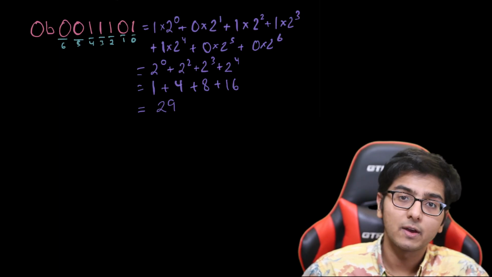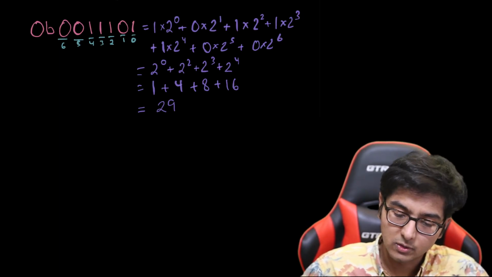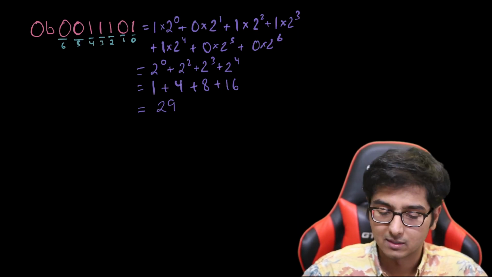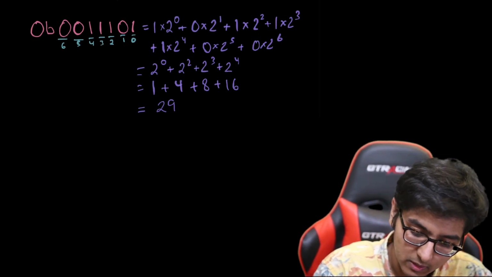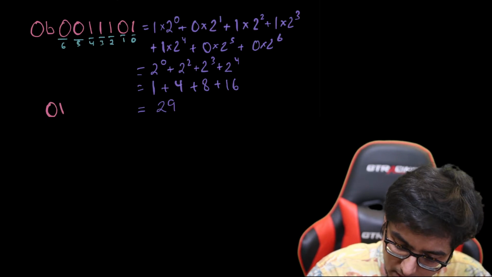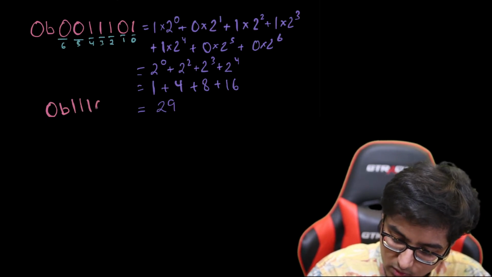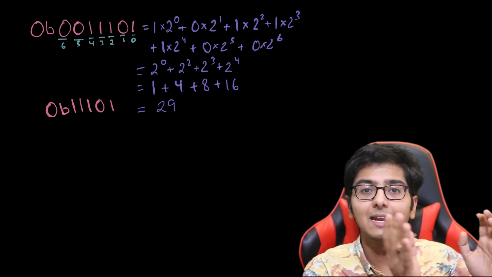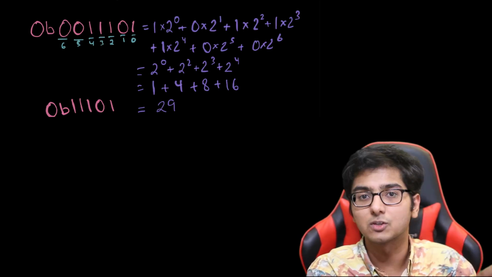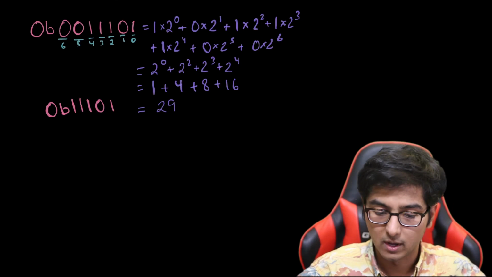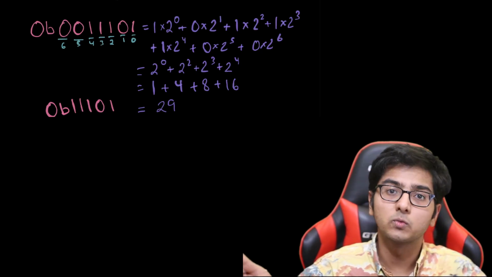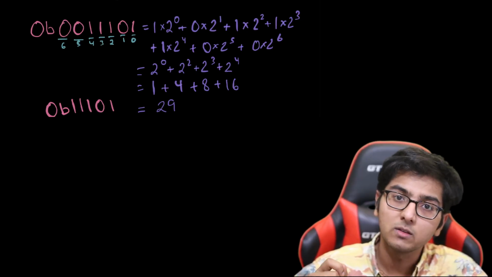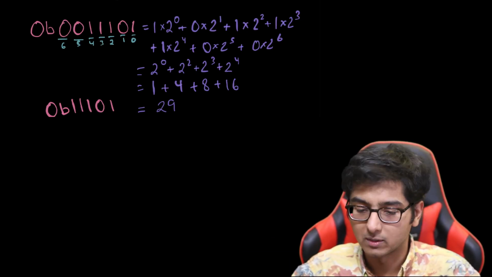So now I just found out that binary 011101 is equal to decimal 29. Equivalently, I could have just written this to be 0b11101. Because remember, just like in decimal numbers, I can have any number of zeros in front of the leading digit, or in this case, the leading one, and those zeros won't matter at all to the final value of the number. Binary 11101 is decimal 29.